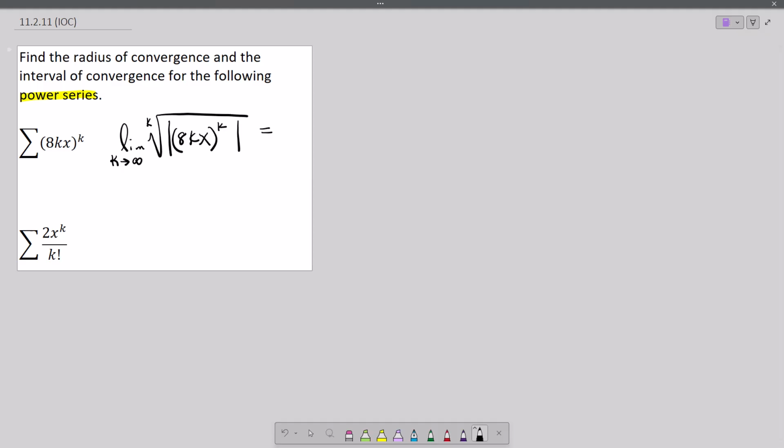So the kth root of blah blah to the k, those k's undo each other. So we end up with the absolute value of 8kx. Wouldn't it just be absolute value of x? And so now we say to ourselves, 8's always positive, k's always positive, so that does not need to be in the absolute value sign. So we're going to say limit of 8k absolute value of x. This limit is as k goes to infinity.